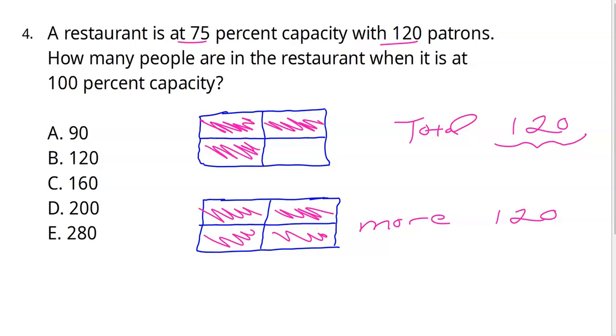So I can get rid of A, right? A is gone. A is 90. That doesn't make sense. We know my answer has to be greater than 120. B's gone too, because it's equal to 120. And if it's 75% full, there's 120 people in it. So if it's 100% full, it has to be more than 120. Now at this point, if you're running out of time, you can go ahead and guess your answer. If you need to, you have a better chance of guessing.